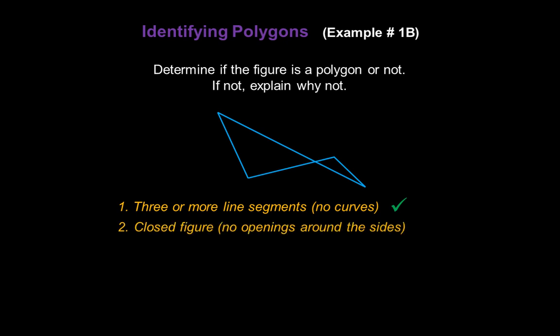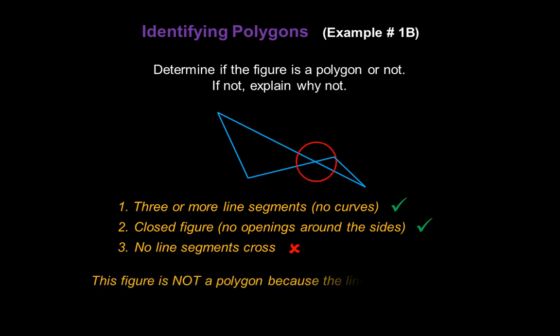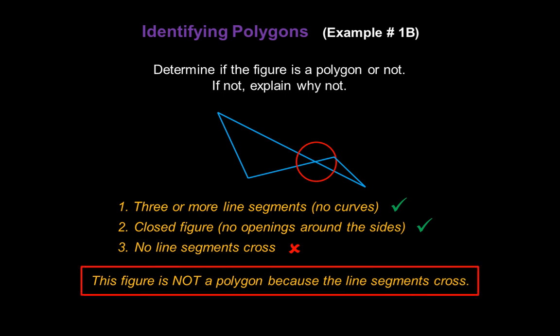Secondly, it has to be a closed figure with no openings around the sides. We meet that requirement. Thirdly, there have to be no line segments that cross. We fail that requirement. There is an area where it looks like line segments cross. So this figure is not a polygon because the line segments cross.